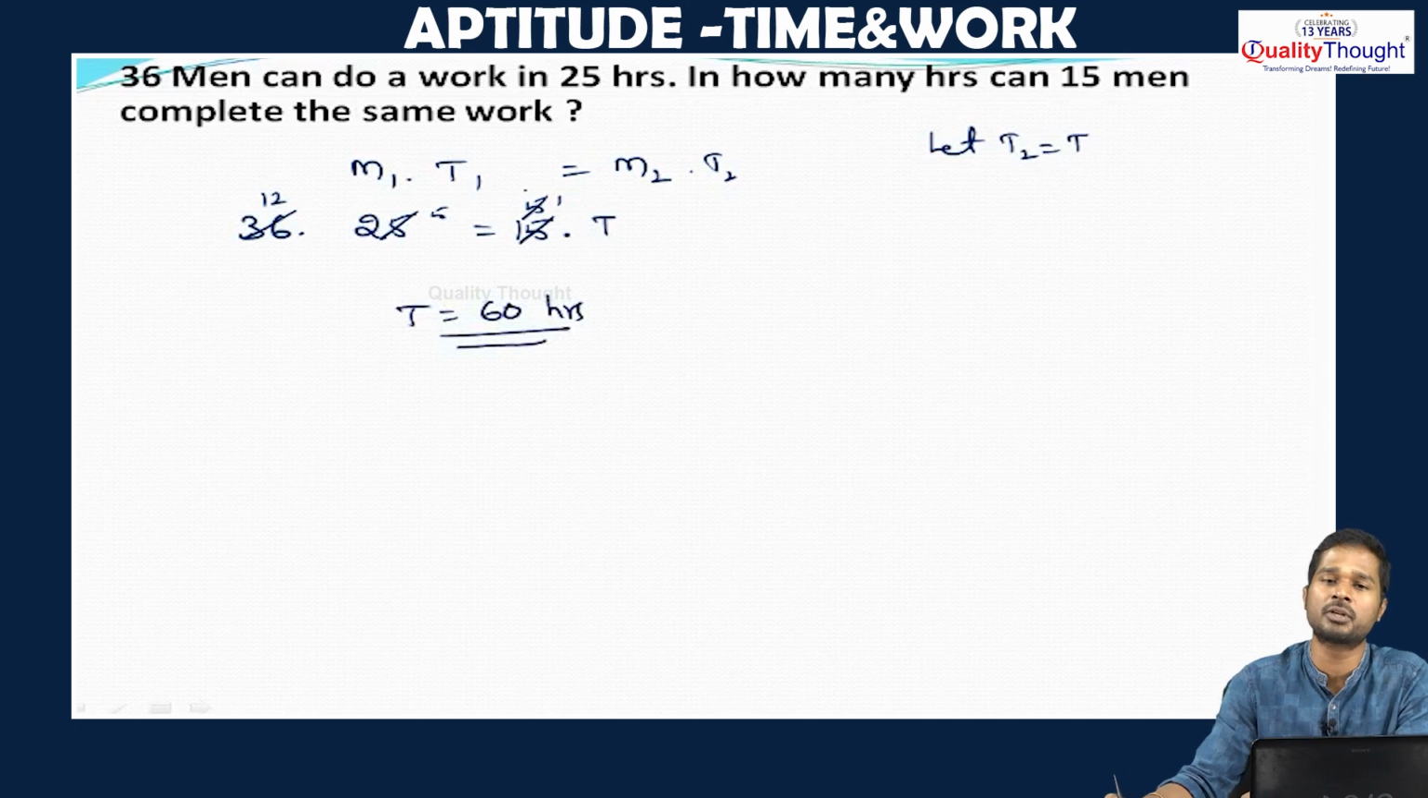Just we substituted the values, say M1 is 36, T1 is 25 hours, M2 is 15, T2 is T, I am taking. So, this is 3 5s are 15, 3 12s are 36, 5 1s are 5, 5 5s are... So, T is equals to 60 hours. That means, 15 men complete the same work in 60 hours.